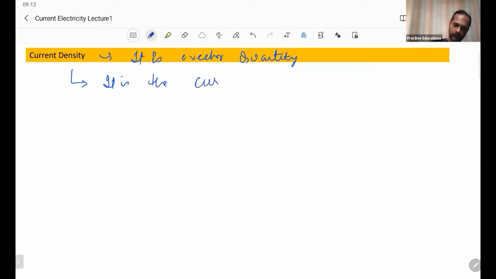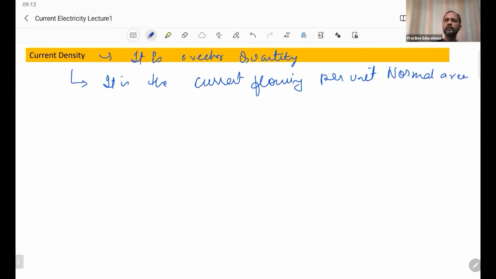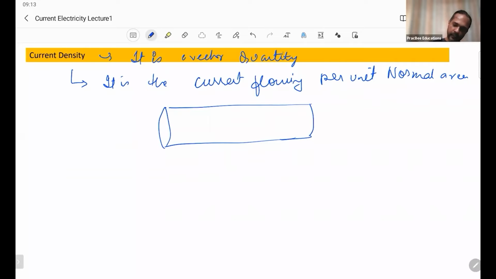the current flowing per unit normal area. So what I mean by this, suppose we have a wire like this. Fine, Siddharth. The cross section area of this wire is A. And suppose current I is entering this wire. So we define a vector quantity J, whose magnitude is given as I divided by A. That is current flowing per unit normal area.